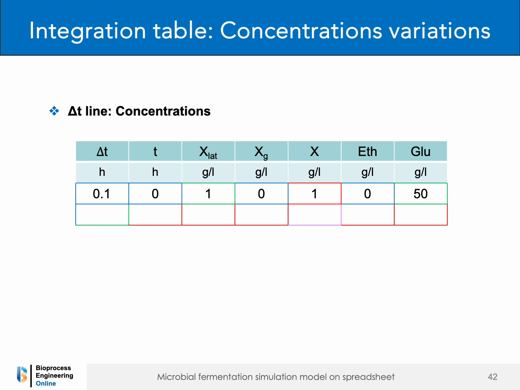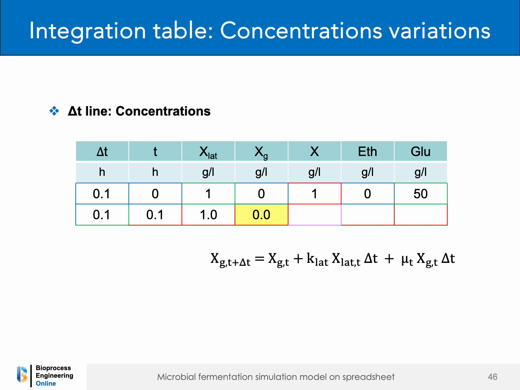In the second line of the integration table, the concentrations are calculated at the first incremental time delta T using the numerical integration relationships. Set the delta T equal to the previous line delta T. Calculate the time as the time at the previous line plus the time increment delta T. Calculate x lat by the relation x lat at the preceding time minus k lat, transferred from the kinetic parameters section, x lat at the preceding line, delta T.